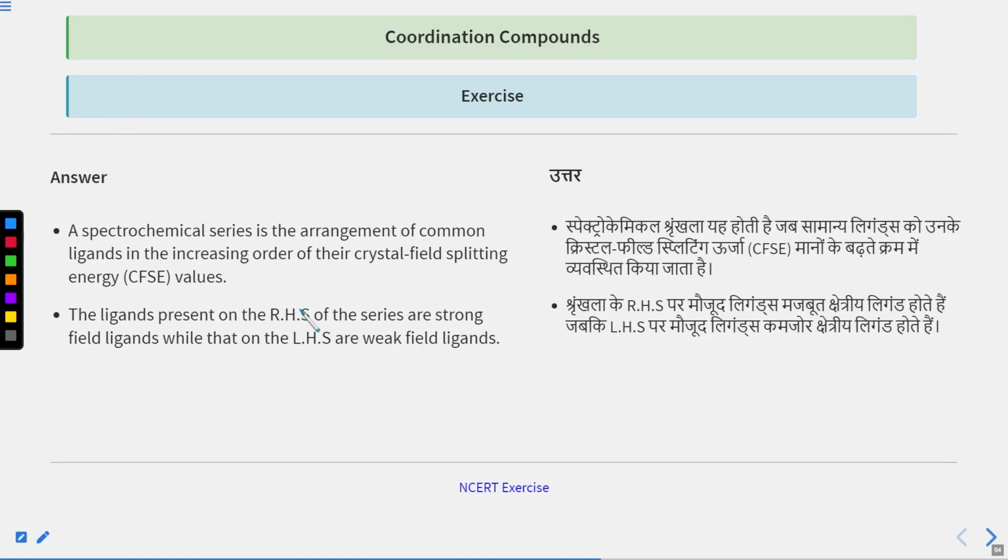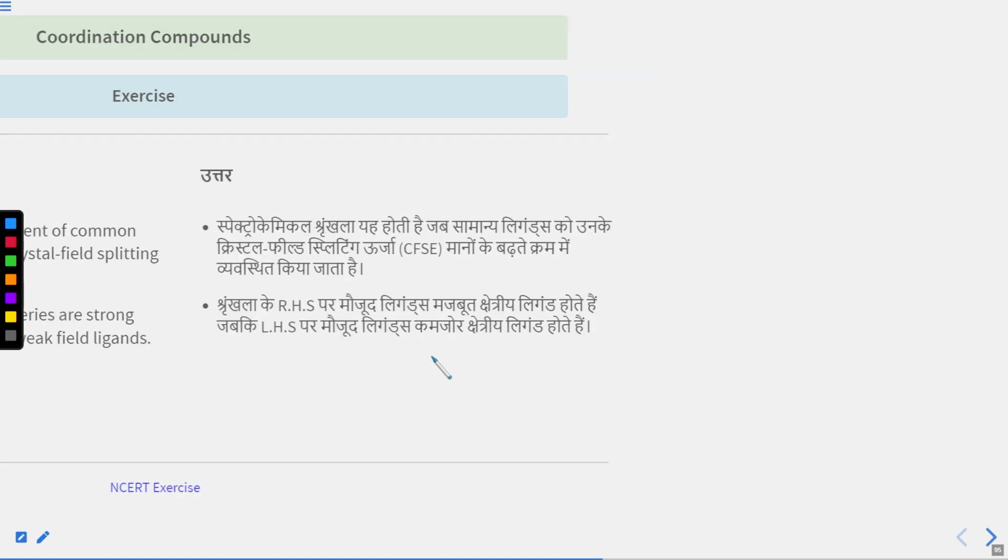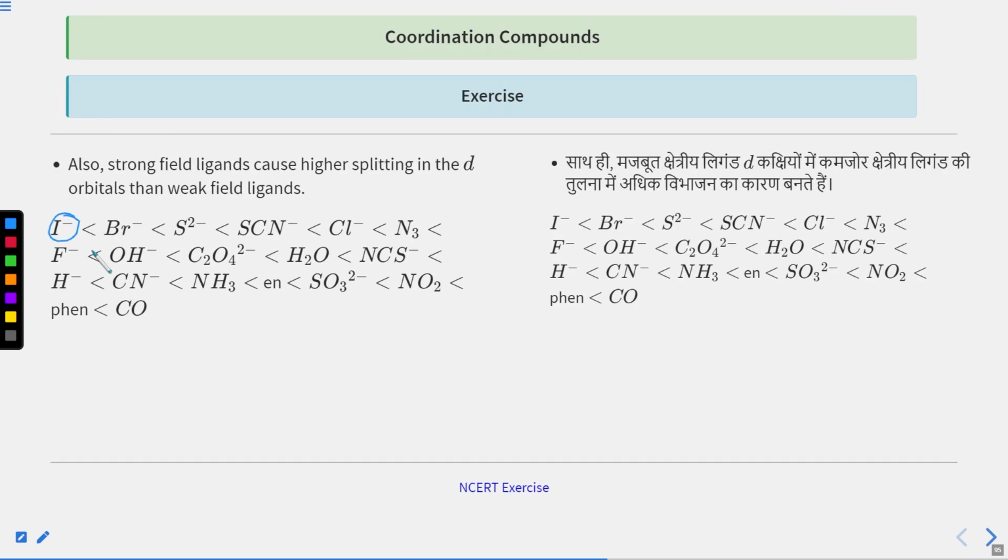A spectrochemical series is the arrangement of common ligands in the increasing order of crystal field splitting. As I have told you, the one which splits more is a strong field ligand. The ligands on the right-hand side of the series are strong, whereas those on the left-hand side are weak. So this is the series. If I talk about the strong ones, then CO is a strong one, CN is a strong one, NO2, SO3 2-, ethylenediamine. Now these are the moderate ones up till NCS-, and from there we have the weak ligands.